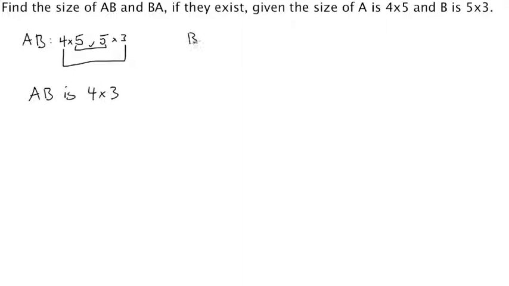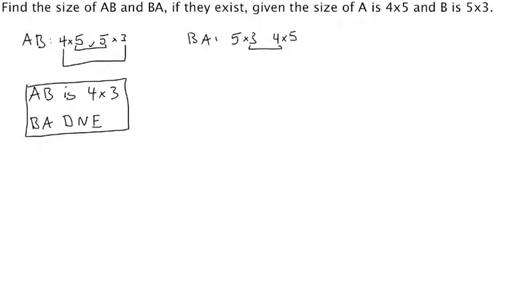For BA, same idea, opposite order. So we're going to put the size of B first, and then the size of A. So notice this time the inner two numbers are not the same. So that means that BA doesn't exist. So we'll usually use DNE as shorthand for does not exist. That's pretty common throughout math classes. So there we go. AB is a 4 by 3 matrix. BA simply doesn't exist.